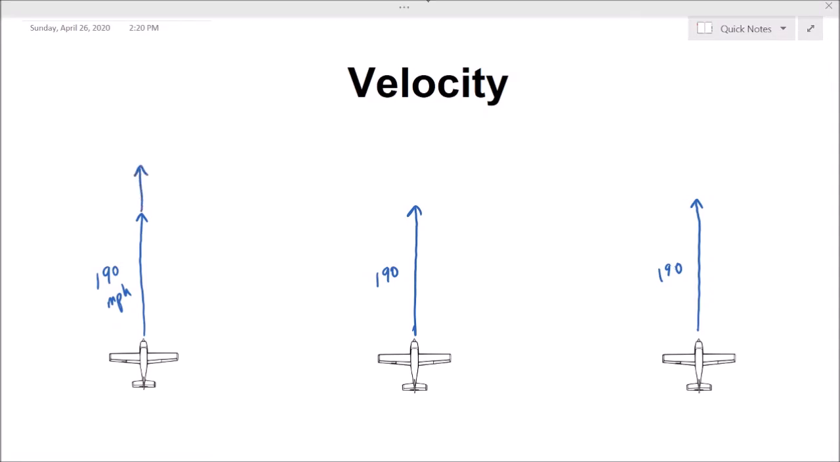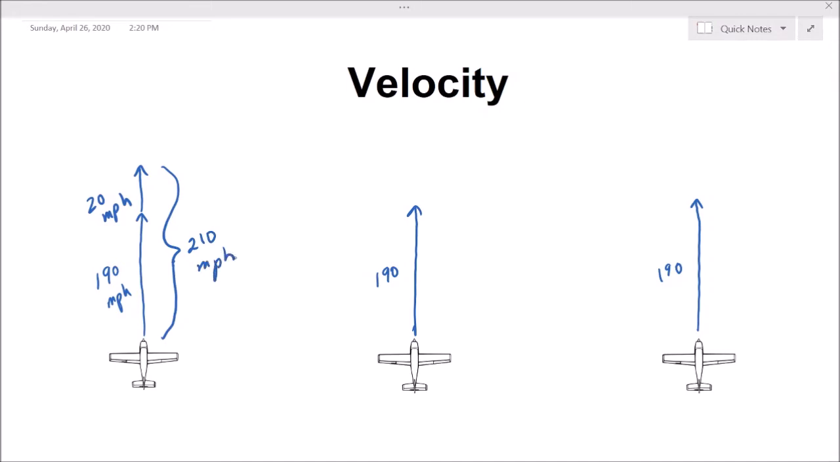And let's say the wind is blowing at 20 miles per hour. So what happens then is the wind combines with the airplane's original velocity and makes it go faster, right? So the total velocity of the airplane relative to an observer on the ground would then be 210 miles per hour.